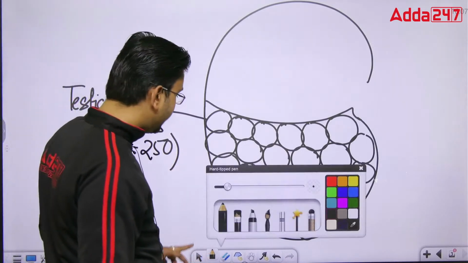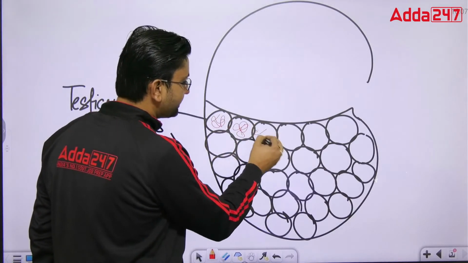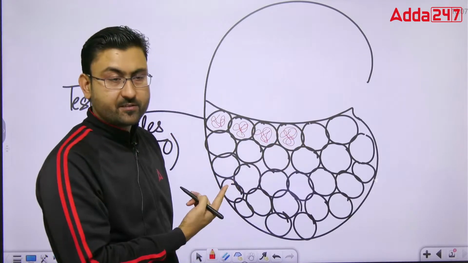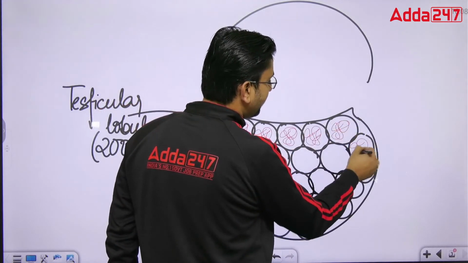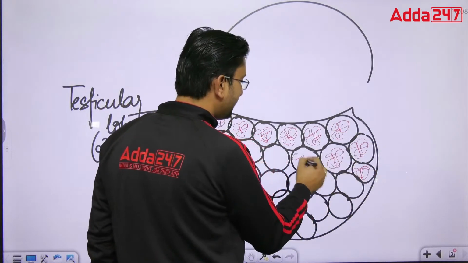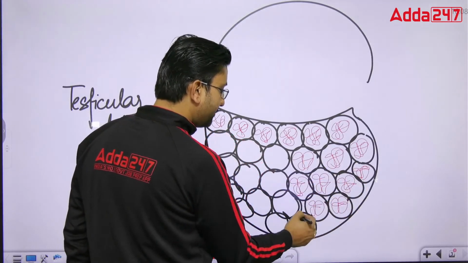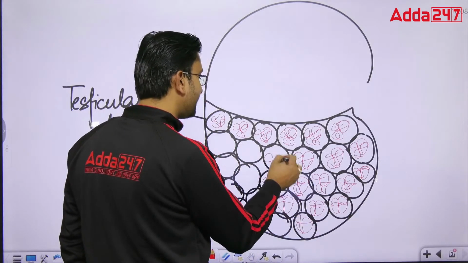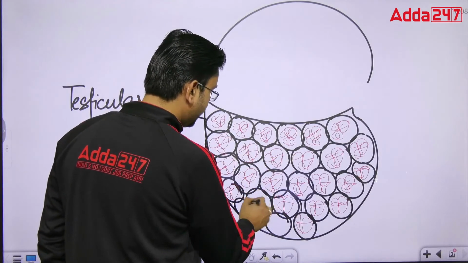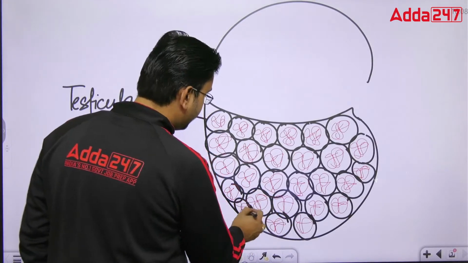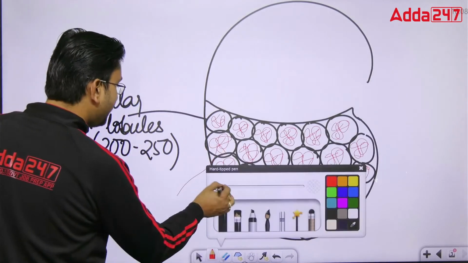Got it? Now within each testicular lobule lie 1 to 3 highly coiled seminiferous tubules. So these are the seminiferous tubules where the spermatozoa will get formed, where the process of formation of spermatozoa takes place. Getting my point? And these compartments are called testicular lobules. And this red, 1 to 3 highly coiled, are seminiferous tubules.